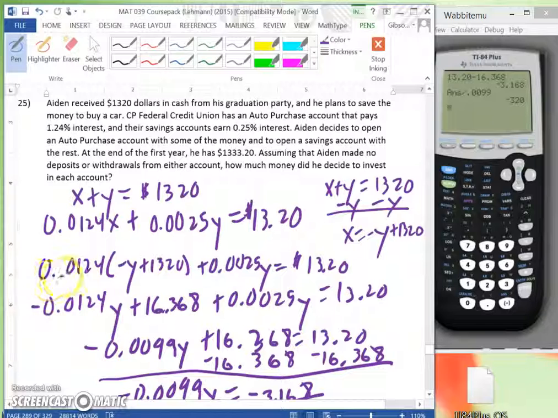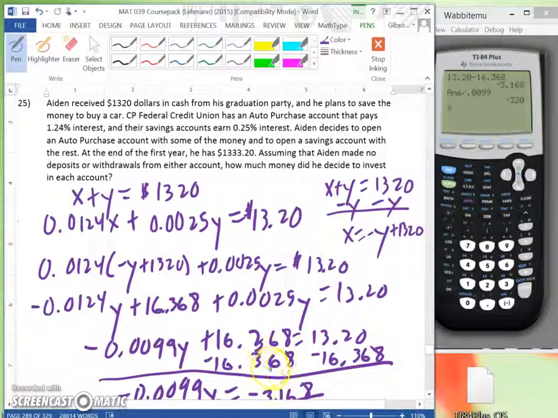Okay, so now we will have 0.0124 times negative y plus 1320 plus 0.0025y equals $13.20. Now, we would do the distributive property here, and that will give us a negative 0.0124y plus 16.368 plus 0.0025y equals 13.20. So we combine like terms here. That gives us a negative 0.0099y plus 16.368 equals 13.20.